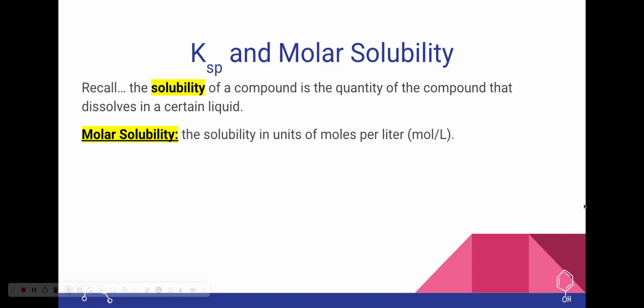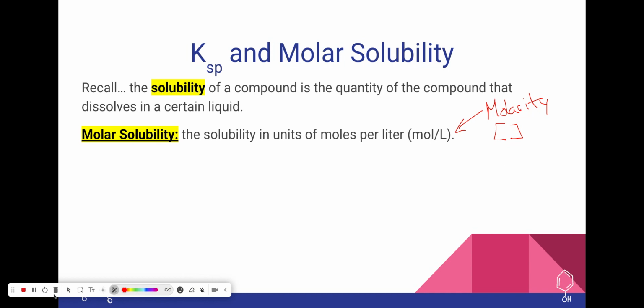Now, the molar solubility is simply solubility in units of moles per liter. And if you guys are paying close attention to that, moles per liter, of course, is molarity. So moles per liter are the units for molarity, capital M. And just remember, guys, what molarity measures. It's measuring concentration, right? So molarity measures concentration.